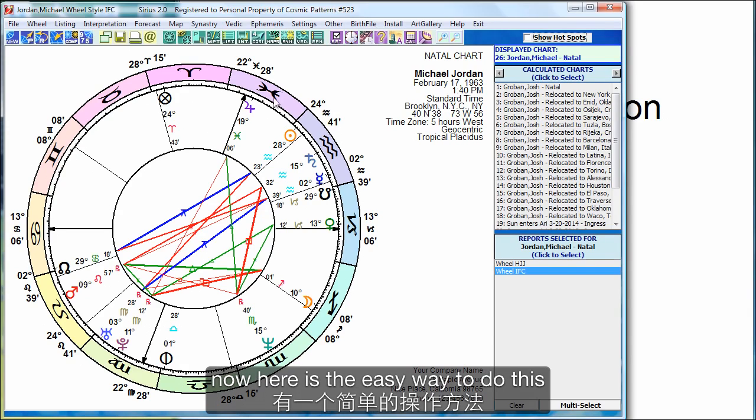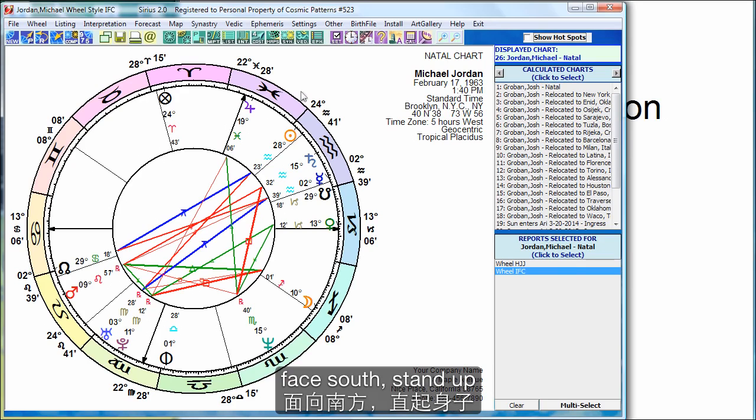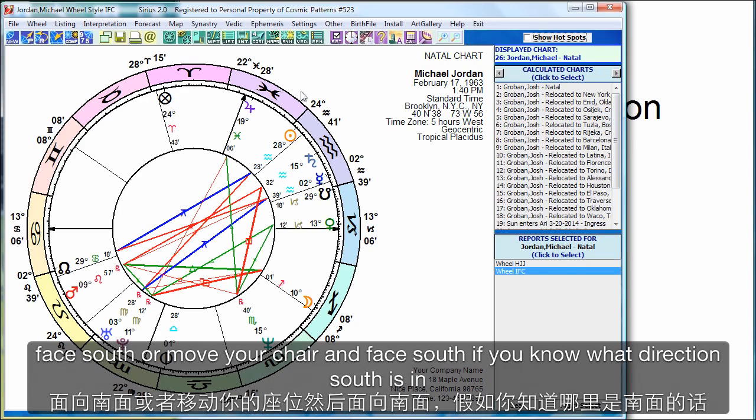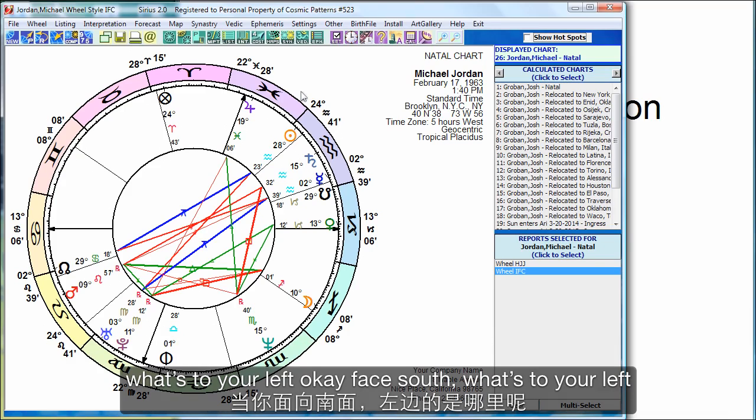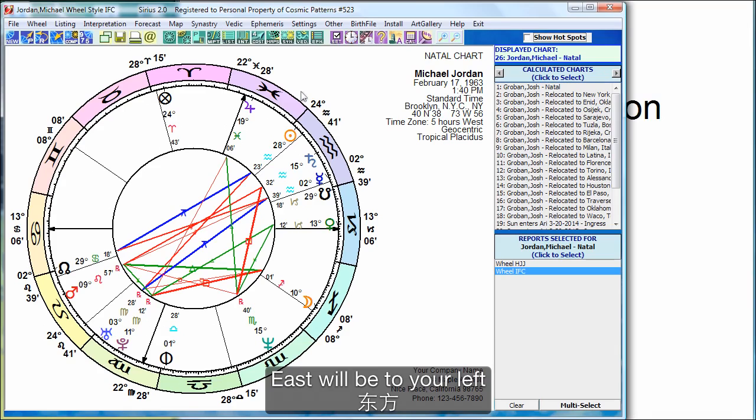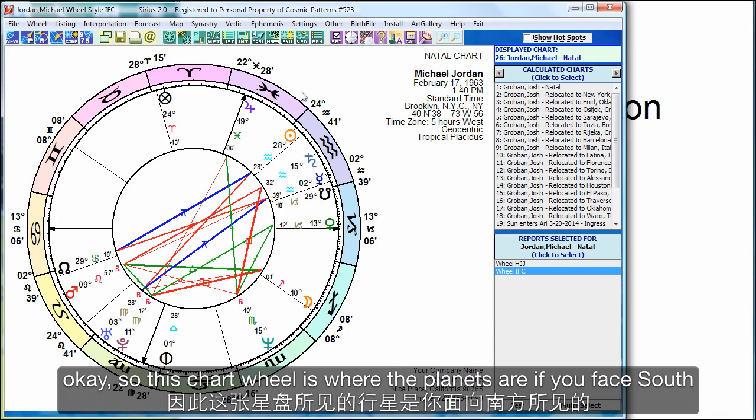Now here's the easy way to do this. Stand up. Face south, or move your chair and face south if you know what direction south is. What's to your left? Face south, what's to your left? East will be to your left. So this chart wheel is where the planets are if you face south.